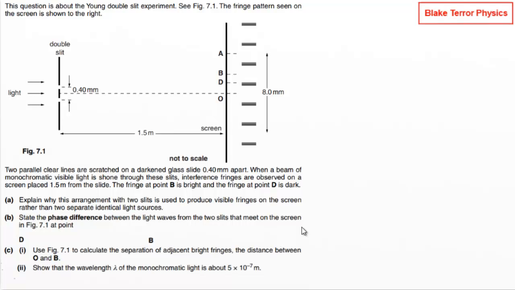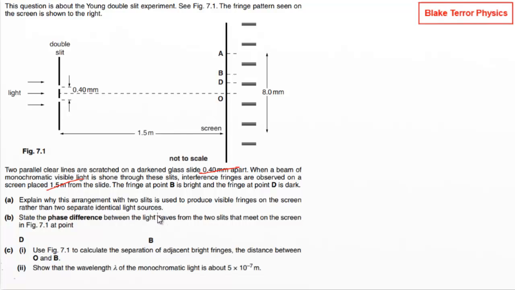Right, so here's the final one of this batch. We've got Young's double slit. So there's a diagram with the fringe pattern. They've given us the separation of the slits, so that's already in the picture. A beam of monochromatic visible light is shone through these slits, and interference fringes are observed on the screen. They've given us the distance to the screen.